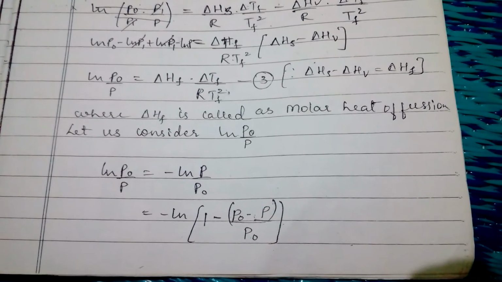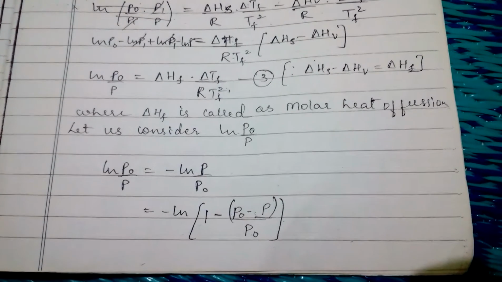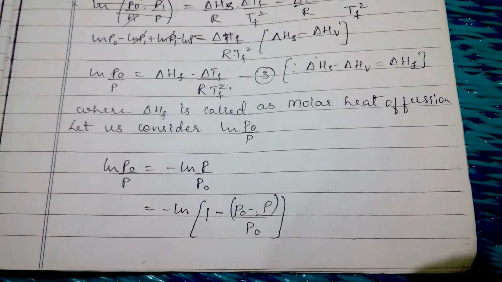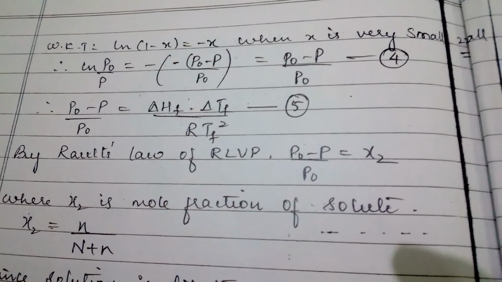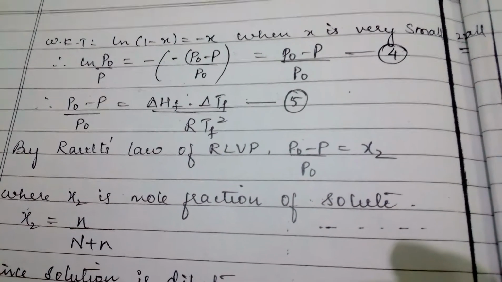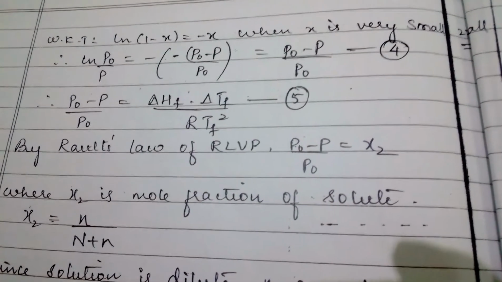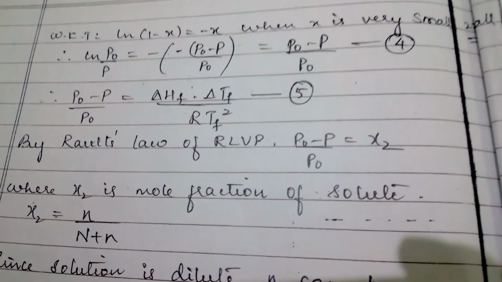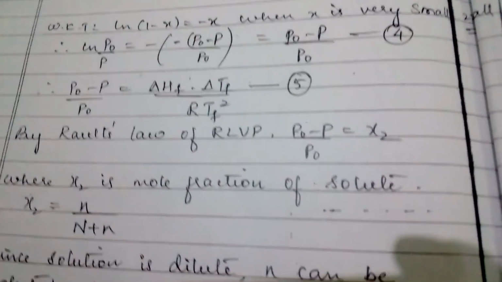Let us consider ln P0/P. It equals −ln P/P0, which is −ln(1 − (P0 − P)/P0). We know that ln(1 − x) is approximately −x, where x is very small. Therefore ln P0/P = (P0 − P)/P0. Call it equation 4. Therefore (P0 − P)/P0 = ΔHf ΔTf/(R Tf²). Call it equation 5.